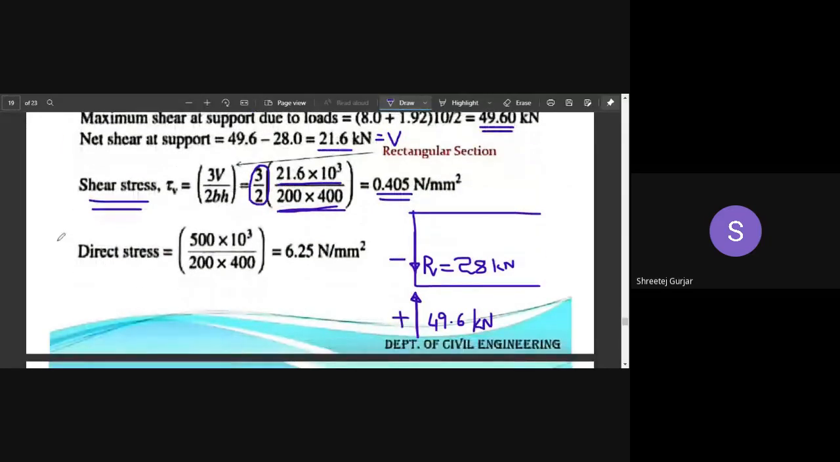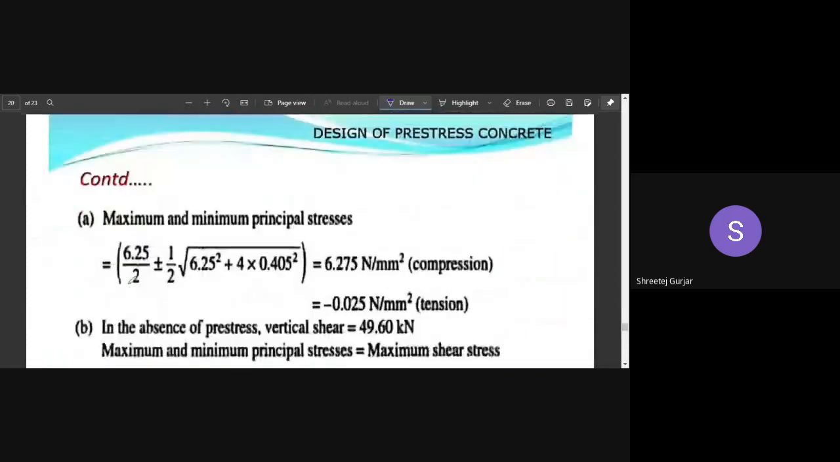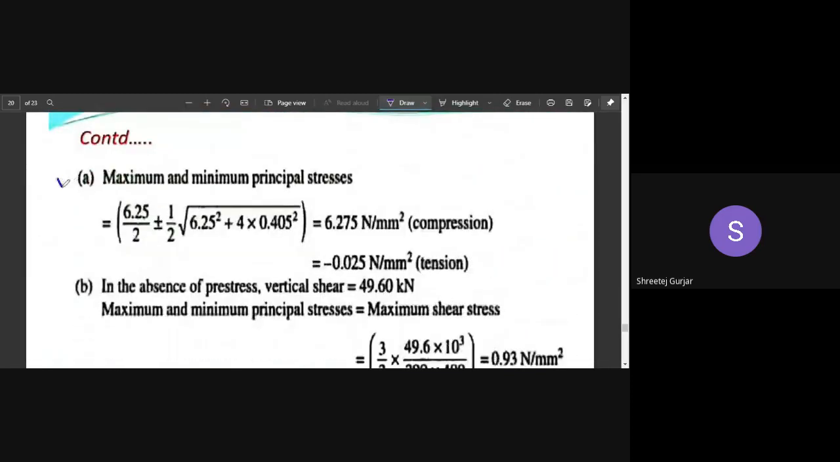Next thing, direct stress, that is Fx. Direct stress is equal to P by A. So P is given to us, cross-sectional area also we know. So P by A is 6.25. Next, after this is done, we can calculate the maximum and minimum principal stresses.